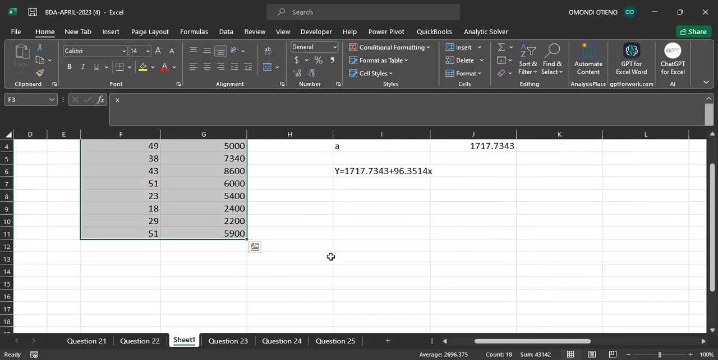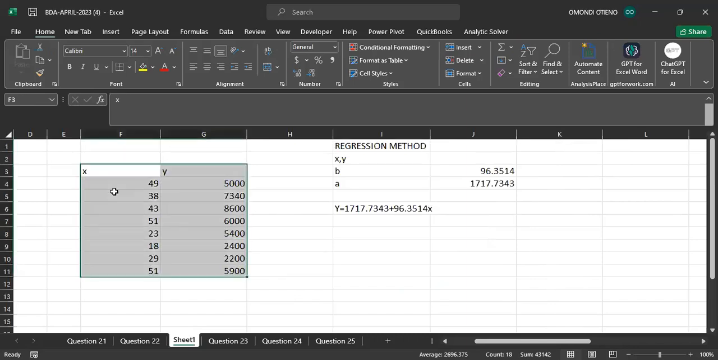Good. So we are at this point. Do we all have this data set? This is the starting point. Do you all have this on your computer? Now, highlight the whole of it.